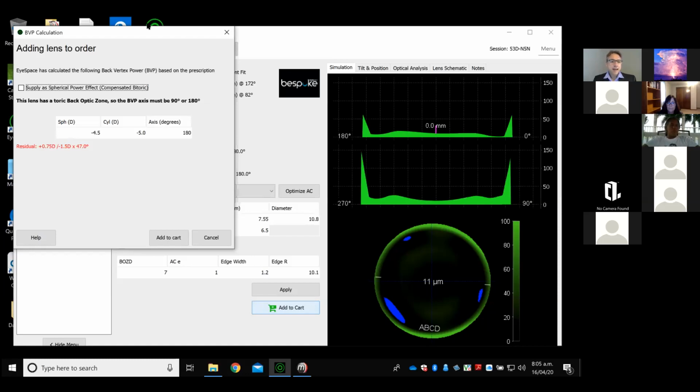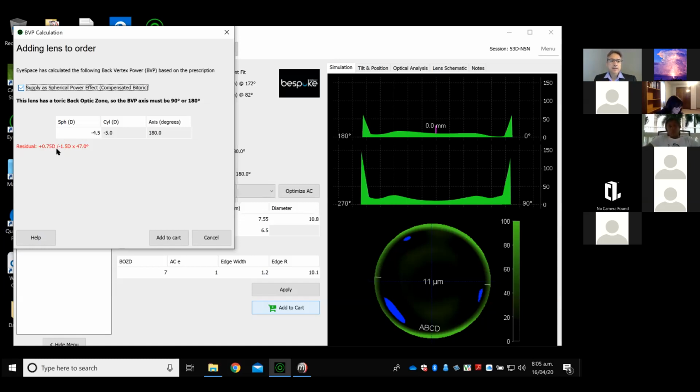Now, there is a tick box there that says supply as a spherical power effect or a compensated bitoric. So ideally, when we design a lens, we want that box ticked. The reason for that is the back vertex power will then neutralize the tear power, and therefore the lens will act like a spherical lens on the eye. So if the back toric lens rotates off axis, it will still function on an optical level like a spherical lens. We won't induce any residual astigmatism.